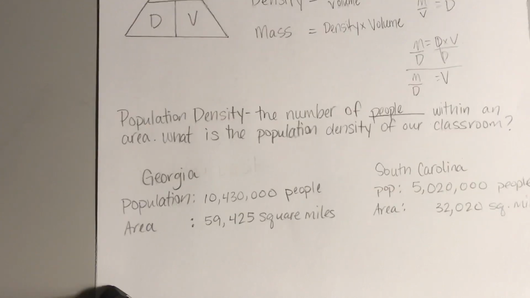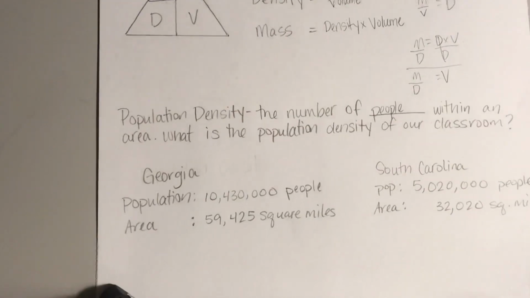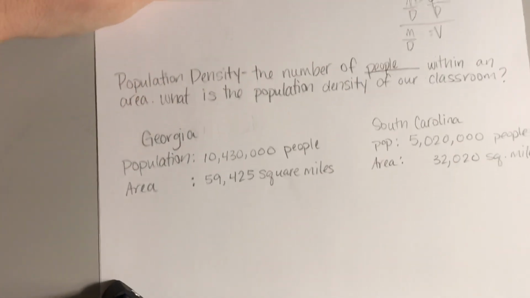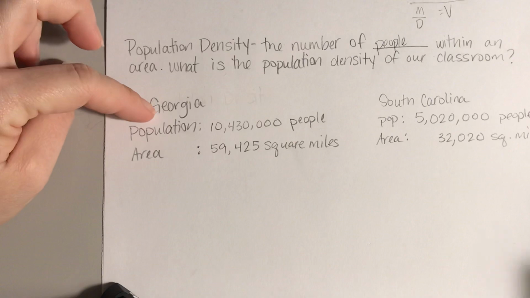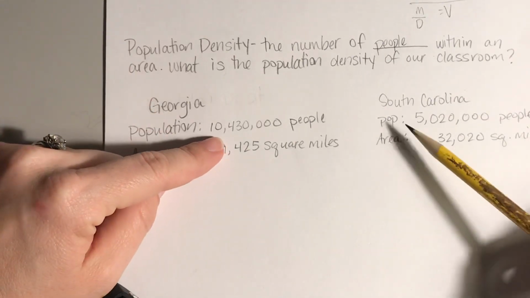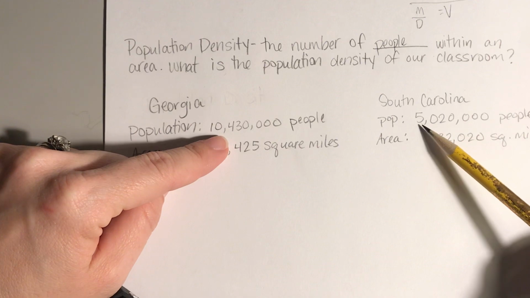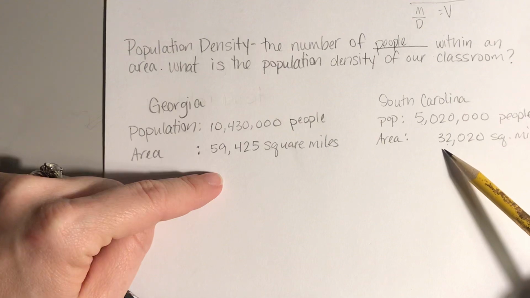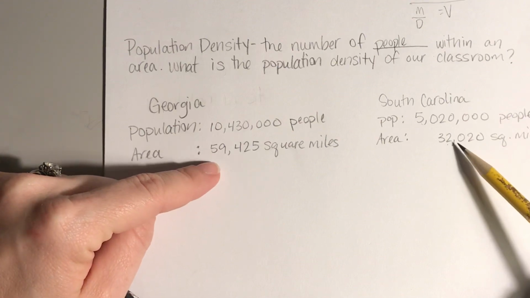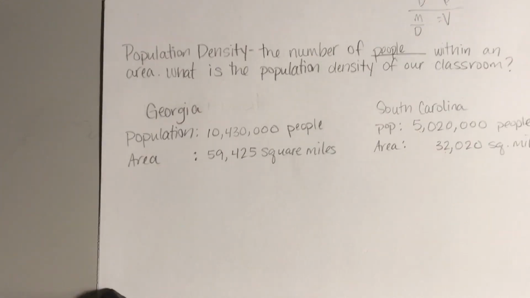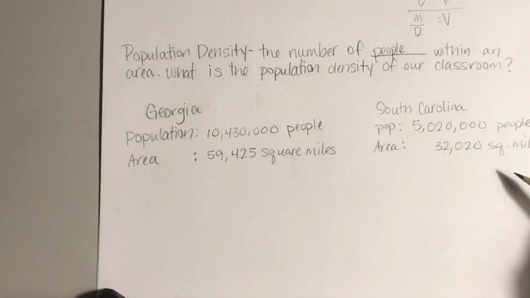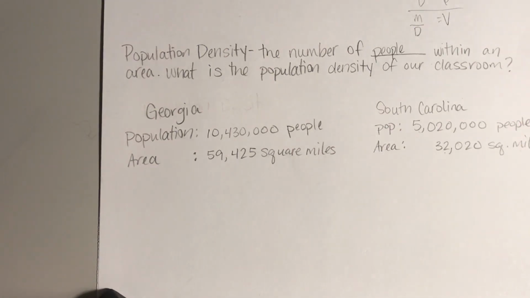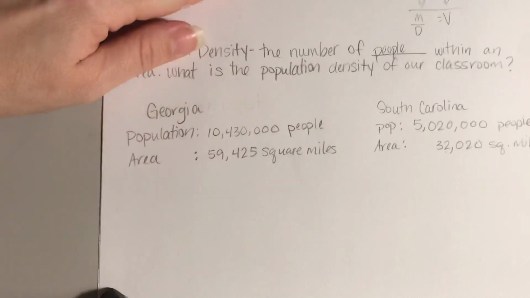Okay, so let's look at a population density problem. If we are comparing the population of Georgia to South Carolina, Georgia obviously has a higher population, more than twice as much. But the area is not necessarily twice as much. So if we wanted to compare the population density, how many people per square mile does Georgia have, and how many people per square mile does South Carolina have? We want to see which one has the larger population density.